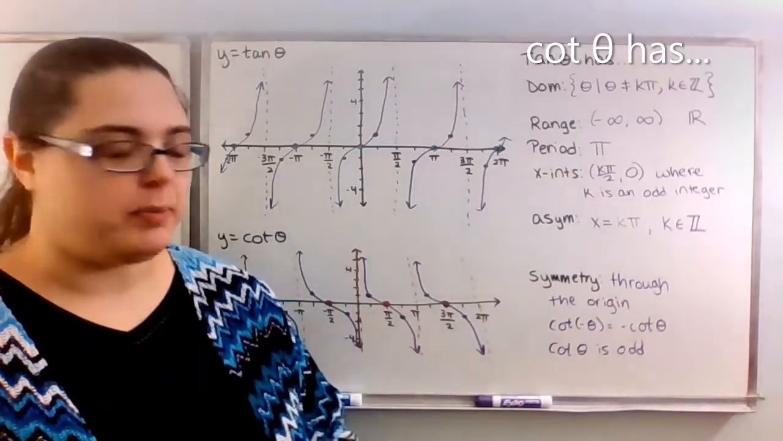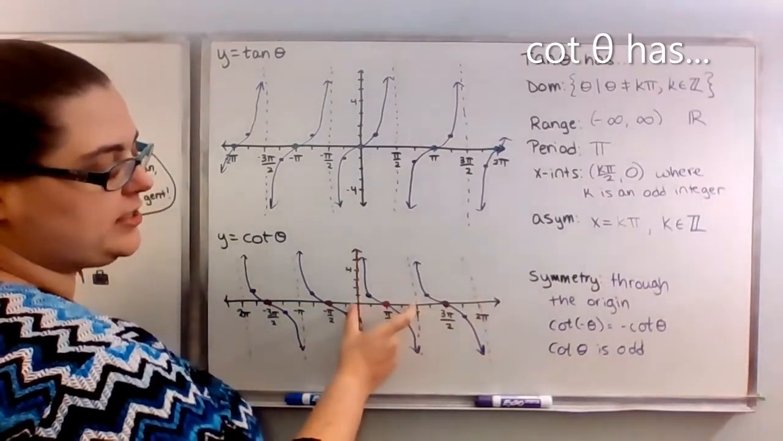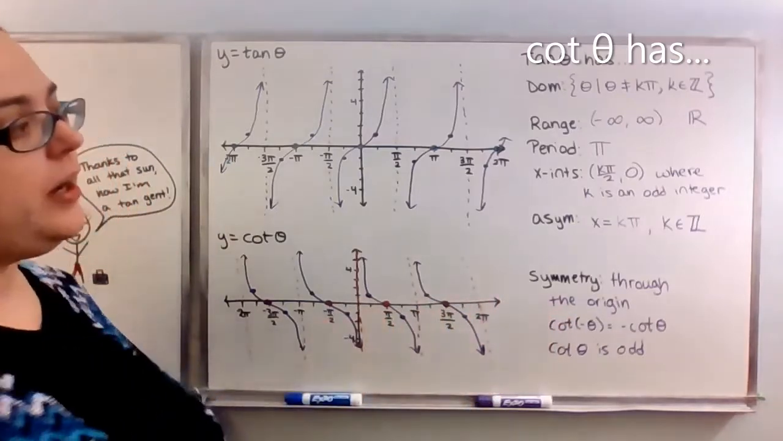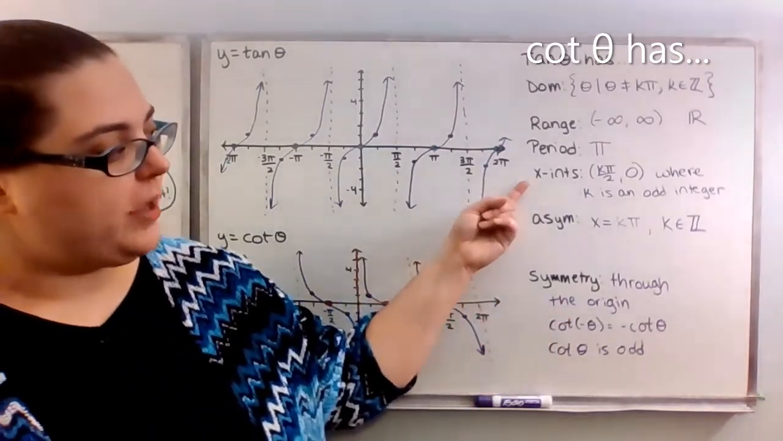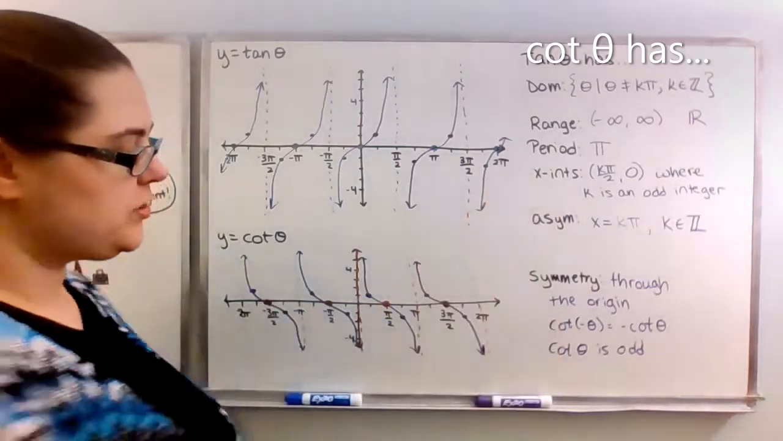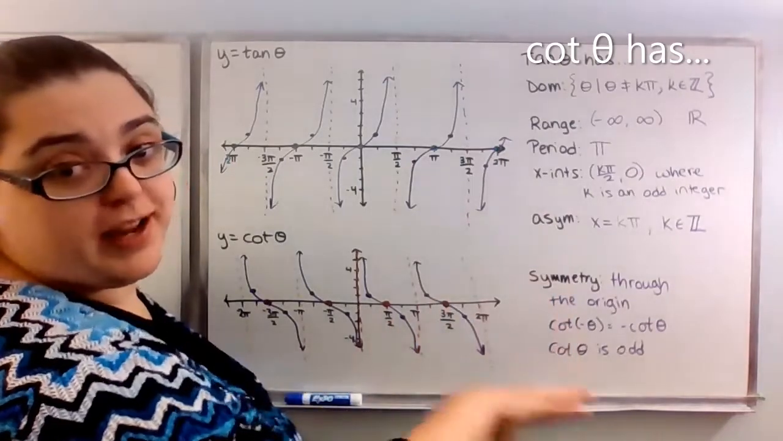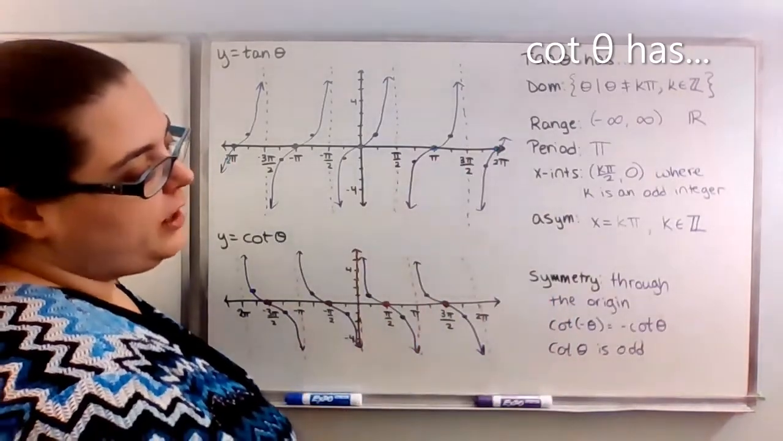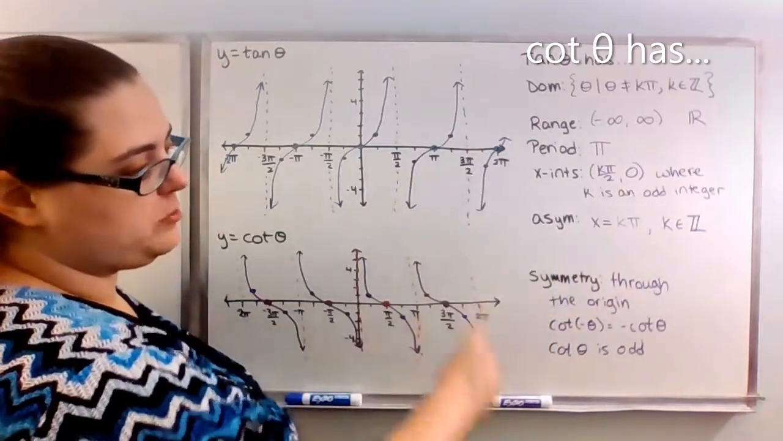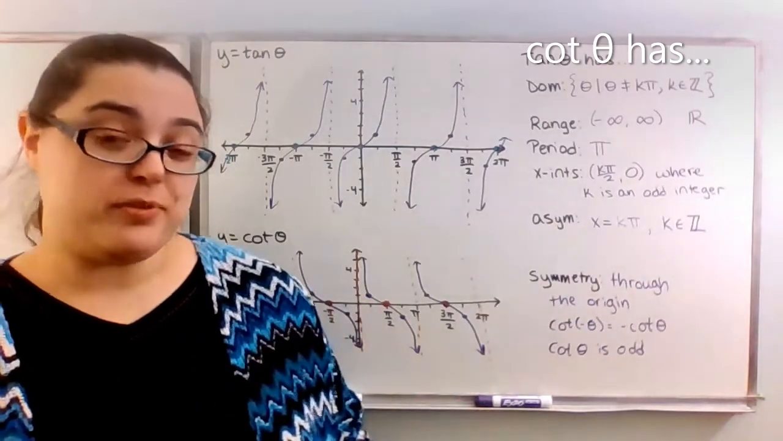The period is still pi because each of these intervals between the asymptotes has a distance of pi, and that's when cotangent is going to repeat itself. The x-intercepts are k-pi over 2, 0, where k is an odd integer. So at 1 pi halves, 3 pi halves, 5 pi halves, and so on. Our asymptotes are at the k-pi's because that's what was forbidden from the domain. And this is something that's different from what we've seen before.